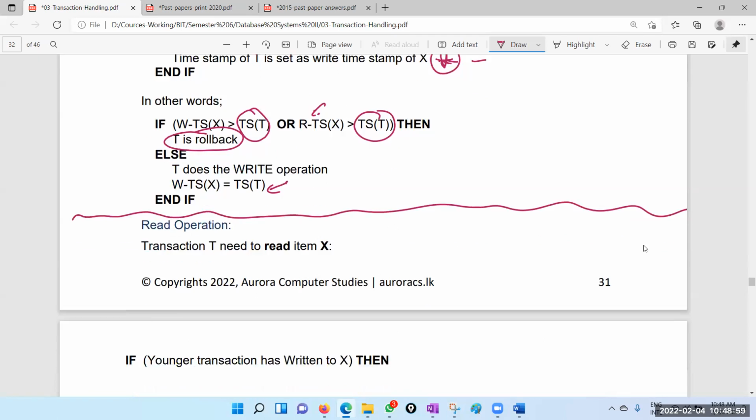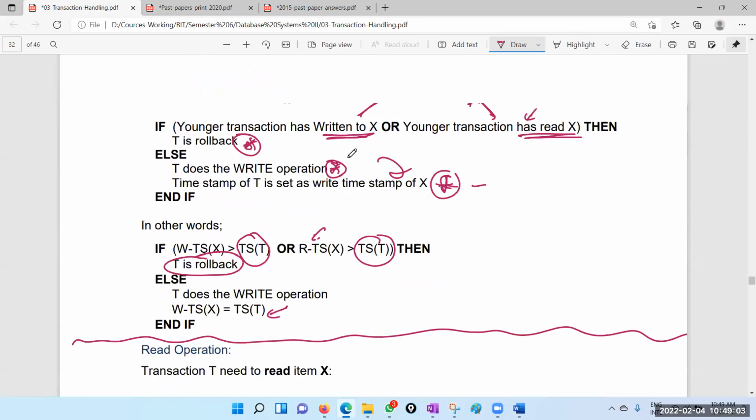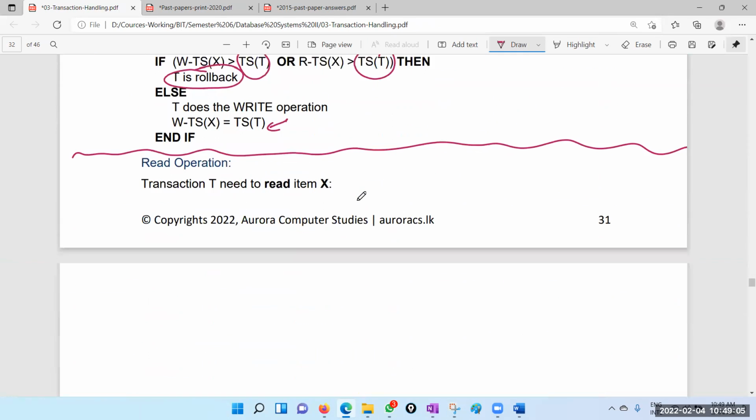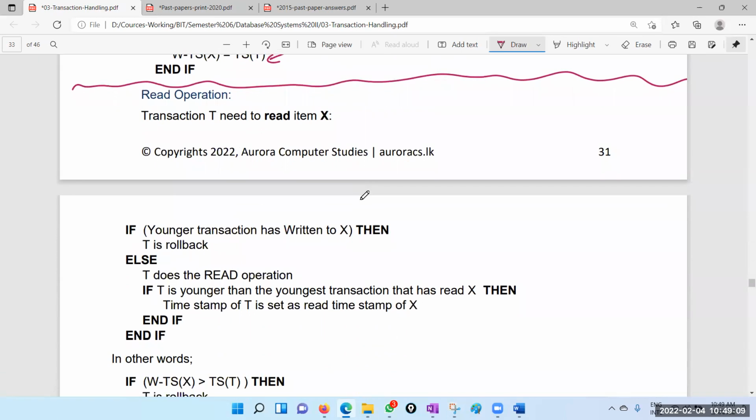Because write operation is a serious operation. Now you do the read operation. Now look at the locking mechanism again. In locking mechanism, when you come to do the read operation, you only check the write lock. If write lock is not available, you wait. If write lock is available, you take the read lock. Write lock is available means write lock is not taken. Now you take the read lock.